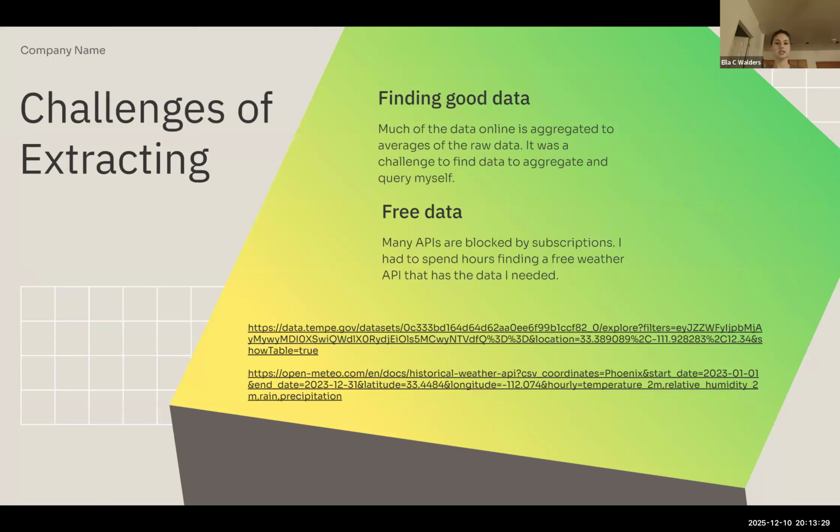So, extracting challenges. First was obviously finding good data that matches what my goal was. My goal was always something to do with traffic, and I was hoping to include weather patterns as well as different things about the driver, right? So I was able to find this in Tempe government data, data.tempe.gov, right? And then Open Meteo was able to give me a free API with historical weather data that I was able to cross compare with the Tempe data based off of the date.